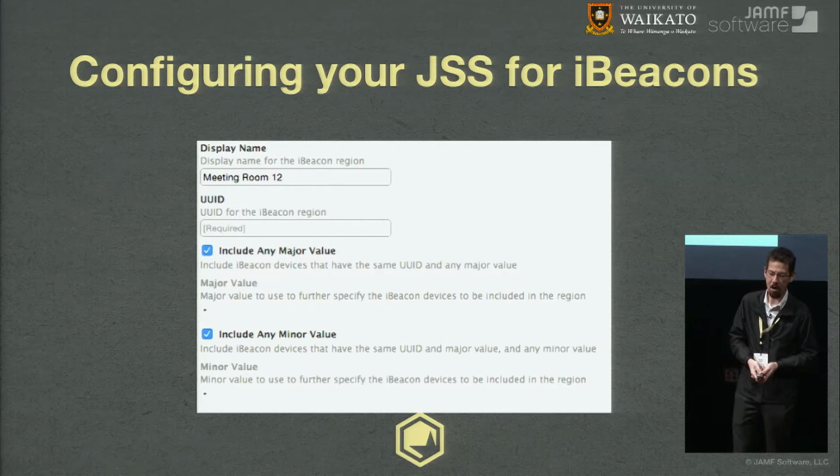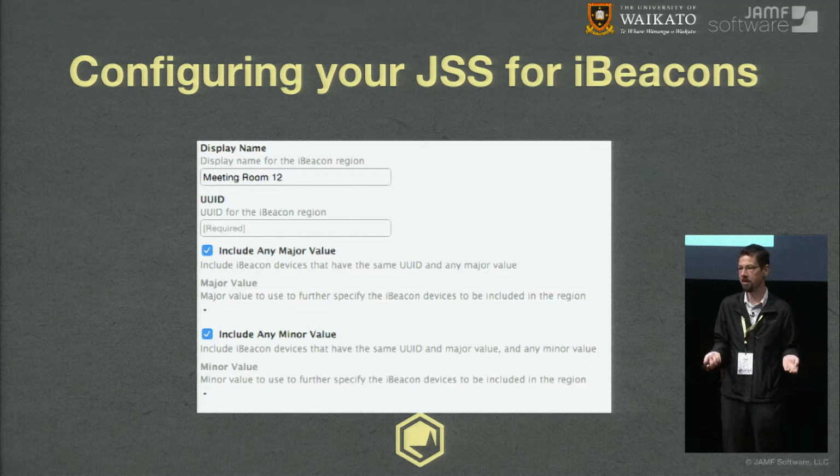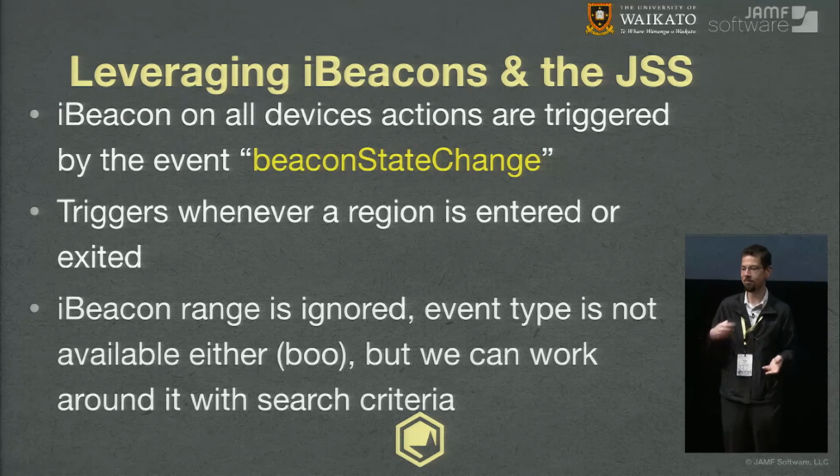The major and minor values in this case in the JSS are optional. You probably do want to populate those, but if you just leave them set at include any value, the enrolled device will be triggered by this beacon, regardless of the major and minor code. If you want to be more specific, if you're going to have multiple beacons of that device code, that's when you populate those major and minor codes. And if none of that made any sense, don't worry, question time's coming.